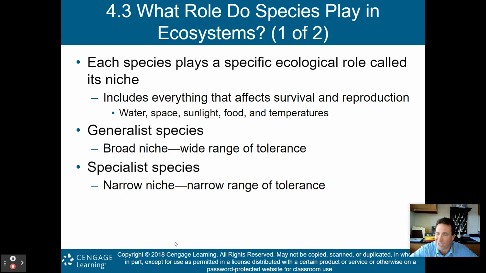I would argue that we human beings are a generalist species. We can generally live anywhere, right? That's what that means. A specialist species has a narrow niche, which means a narrow range of tolerances. So think about the panda bear. The panda can only live where there's bamboo, which is in certain areas in Asia. The panda can't live everywhere. It's a specialist species, and so it can only live in a certain area.